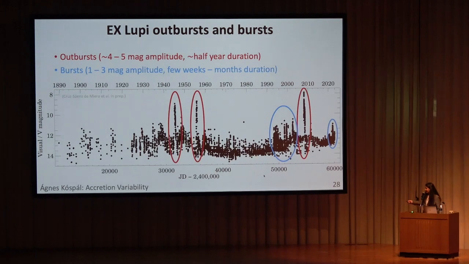You can see here the light curve of EXor going back to the 19th century. So I'm covering more than 130 years of observations here. And you can see that this star can produce both outbursts and bursts. So outbursts happened in 1947, 1955, and 2008. These are typically 4 to 5 magnitudes in amplitude, and they typically last for half a year. EXor also produced many, many bursts. So these are 1 to 3 magnitudes in amplitude, and they last for a few weeks to a few months.